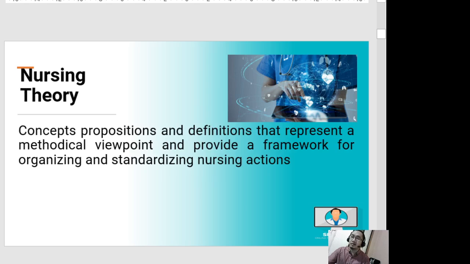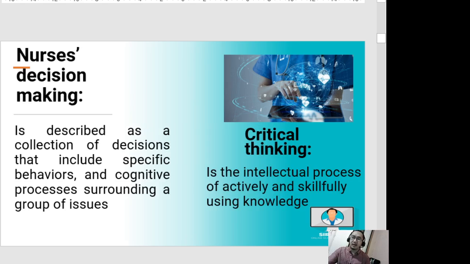On the other hand, when you say nursing theory, these are concepts, propositions, and definitions. To mention, these are principles and assumptions, in general theory, that represent a methodological viewpoint, and usually this provides a framework, a guide, a standard for organizing and standardizing nursing actions. Especially if you have reached this course, it means you're done with your TFN or theoretical foundations in nursing, a very good core subject introduced in the first year level of your nursing profession.